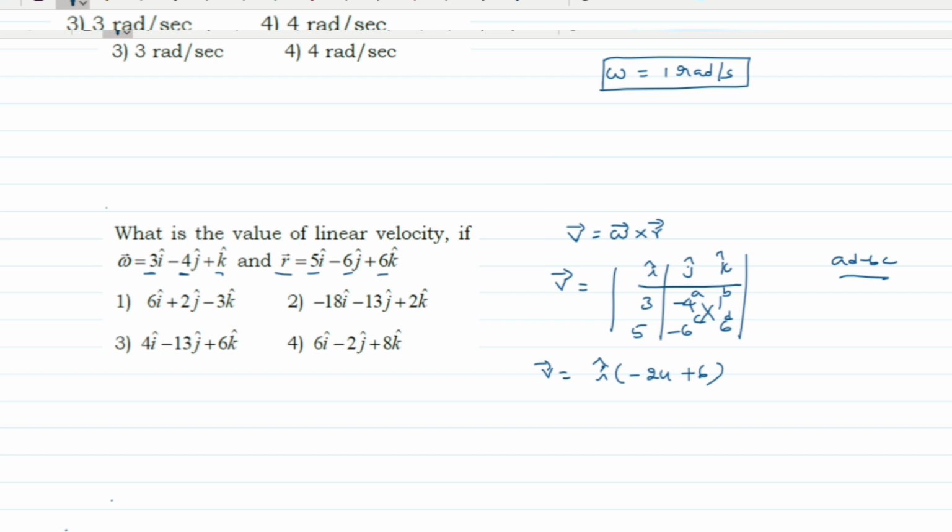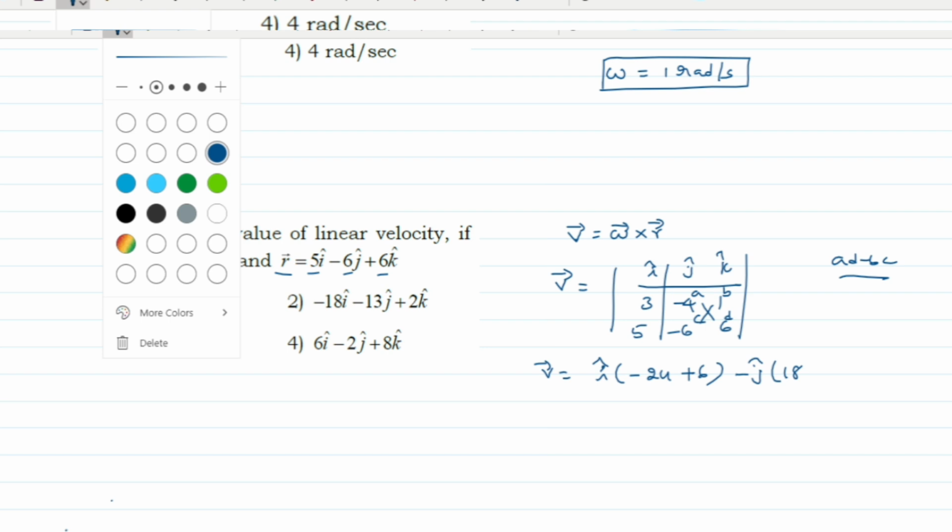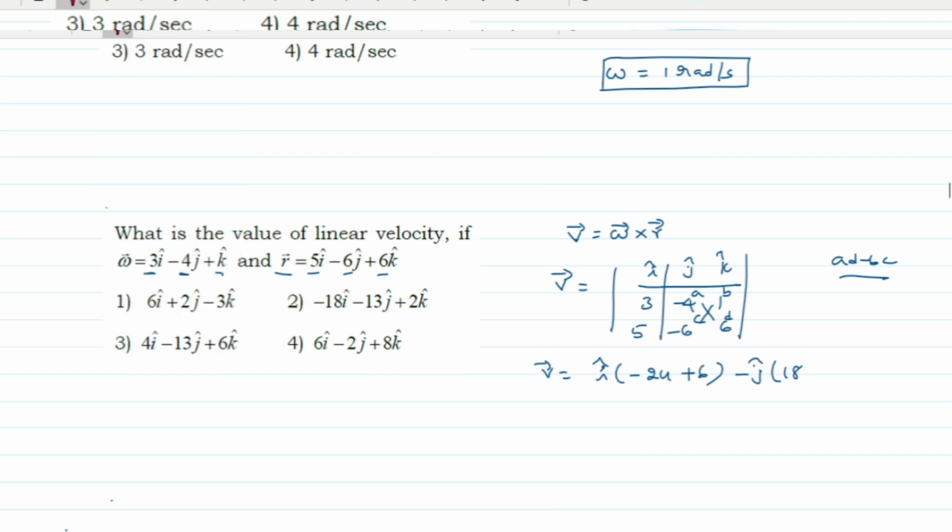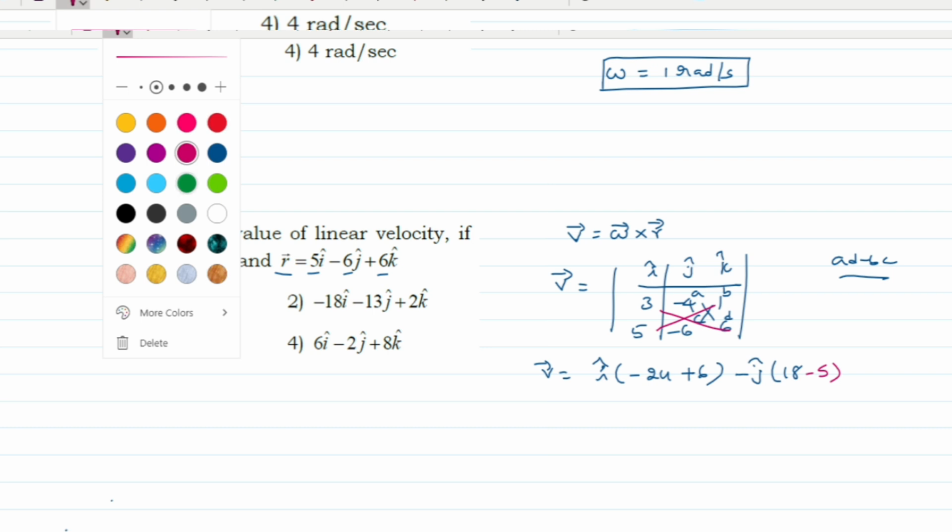In the same way, for the second term, first row and second column you have to omit. So we will be getting minus j cap into, here 3 into 6 is 18, and here 1 into 5, so it's nothing but 18 minus 5.